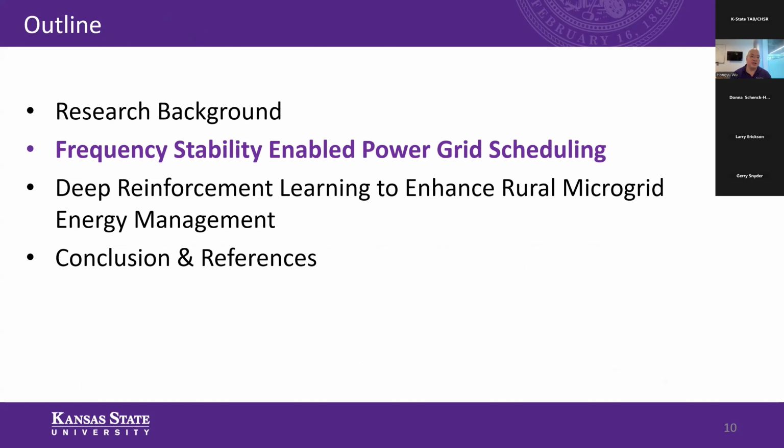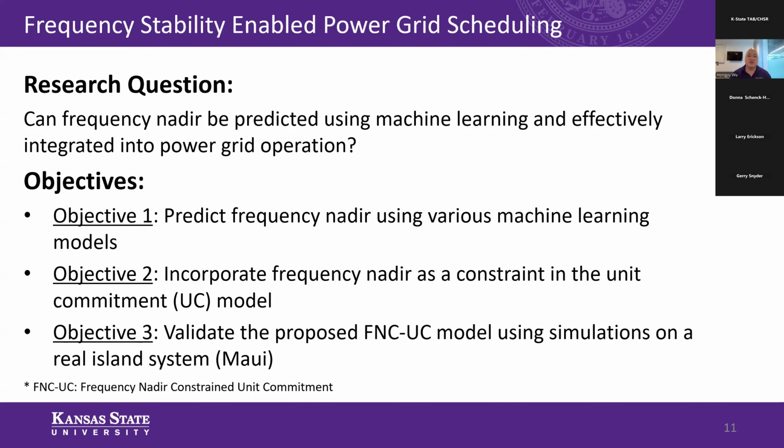The first one is frequency stability enabled power system scheduling. The core research question we'll talk about is how we can ensure system frequency stability. We first explore various machine learning models to predict the frequency nadir under different contingency scenarios. Second, we take that prediction and embed it as a constraint in a unit commitment framework to better manage system reliability without overly depending on expensive conventional generators. Finally, we evaluate our proposed model using simulation on a real-world case, the Maui Island system.